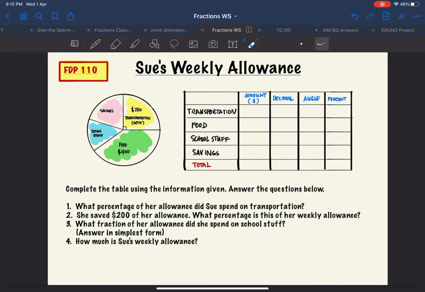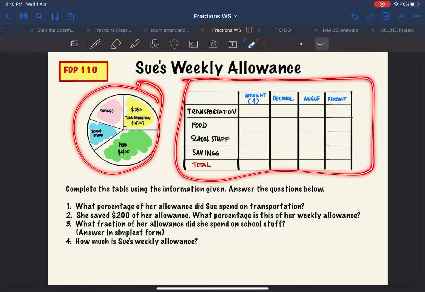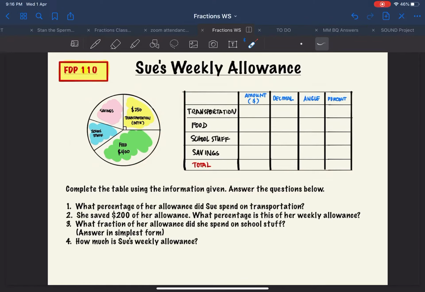Hello everybody, this is a tutorial on how to answer FDP 110, okay? So as you can see, we have a pie chart over here, but the table is blank, okay? So again, when it's problem solving, you need to look at the information that you see in the pie chart, okay? And see what you can use to fill up the table.